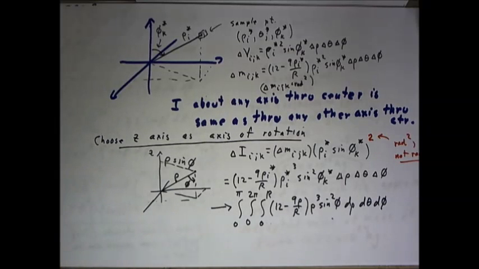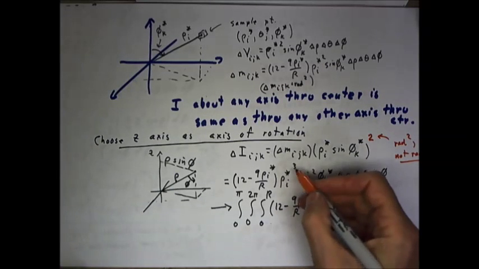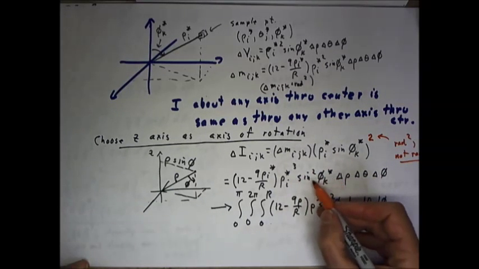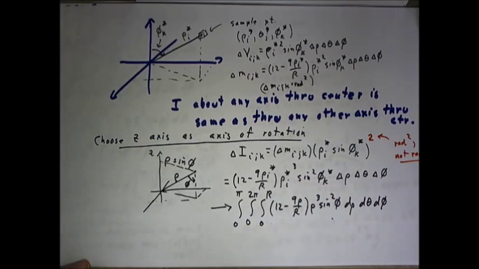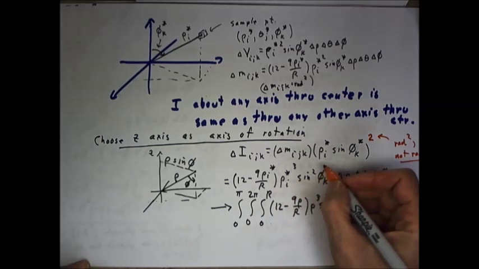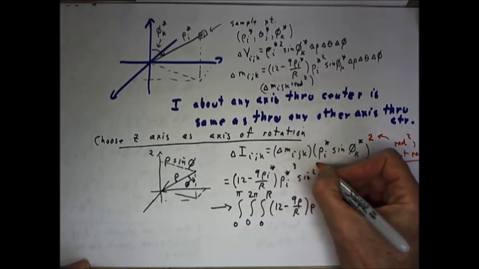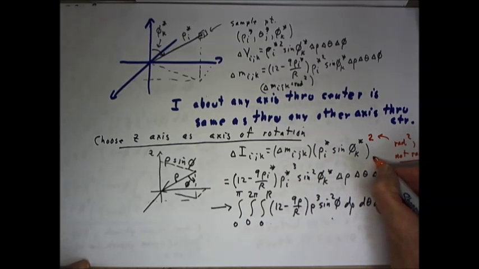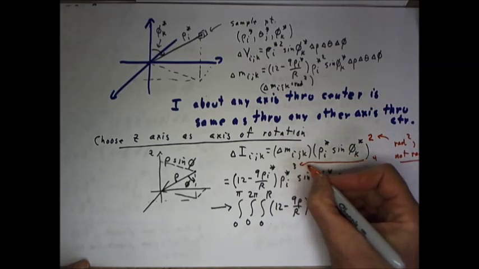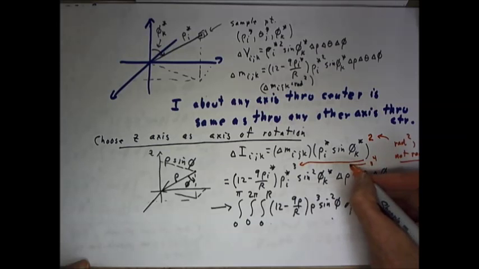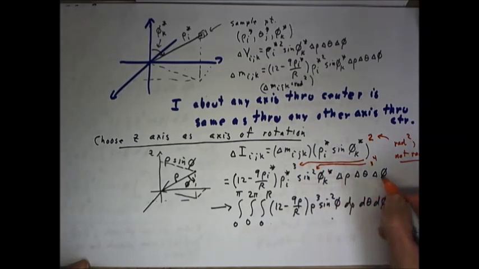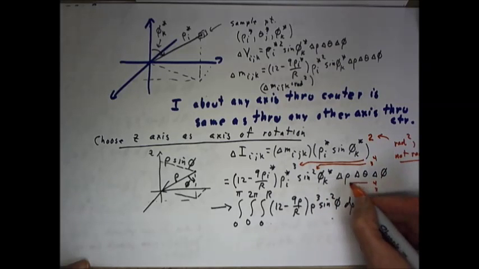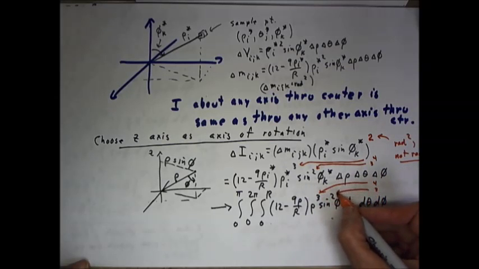The radius is going to make a difference. It's going to give us a fourth power here and a sine cubed here. So this power is going to turn into a 4, and this power is going to turn into a 3, and the same is going to happen down here. We're going to get a fourth power here and a third power here.